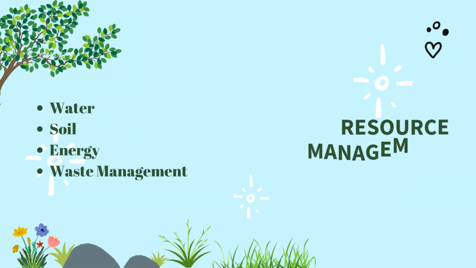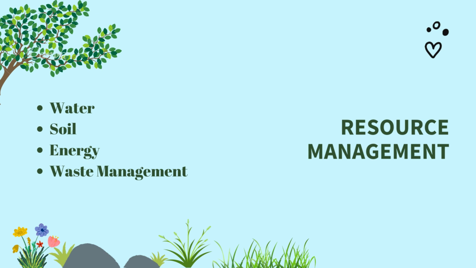Resource management is another important aspect of farm planning. Efficiently managing resources such as water, soil, and energy can help reduce waste and improve the sustainability of your operation. Water is a critical resource for farming, and it's important to use it wisely. Depending on your location and the size of your operation, you may need to consider water management strategies such as drip irrigation or rainwater harvesting.